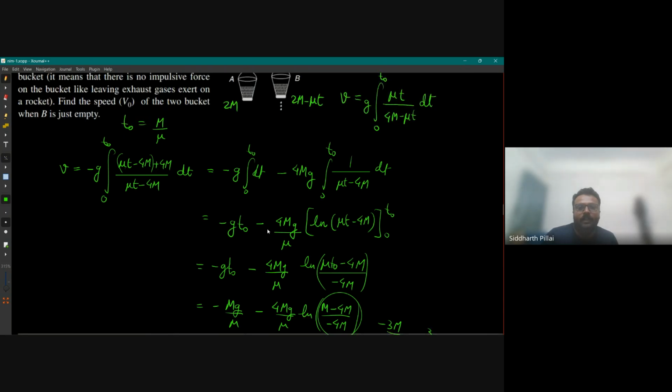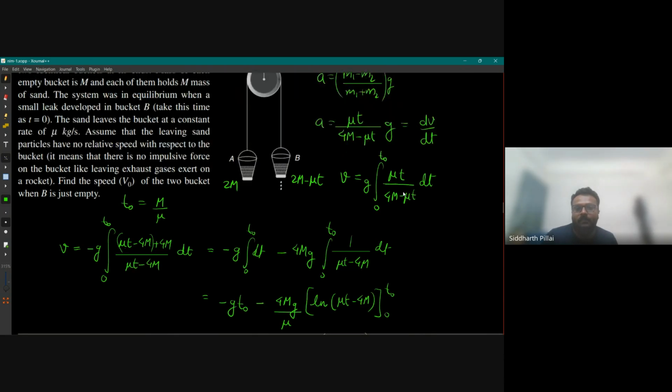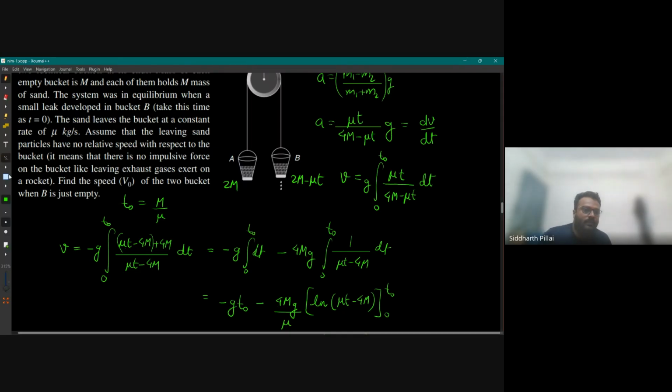Now you don't have to do it this way. You can just substitute this as some new variable and then proceed like that. That will also work. If you take the denominator as a new variable, let's say x, then the numerator becomes 4m minus x, right? And then you can proceed. That will also be the same thing.